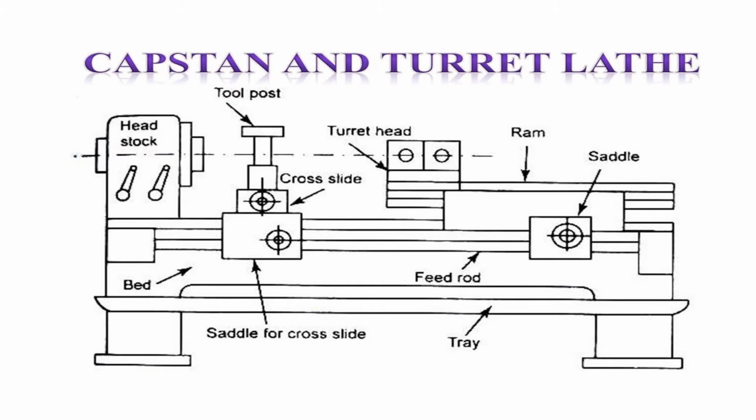So this is the capstan and turret lathe. The main difference between the engine lathe and the turret and capstan lathe is the replacement of the tailstock. In place of the tailstock we are using the turret head. These are the components: headstock, tool post, cross slide, turret head, ram, saddle, feed rod, tray, and bed. These are all the components of the capstan and turret lathe.